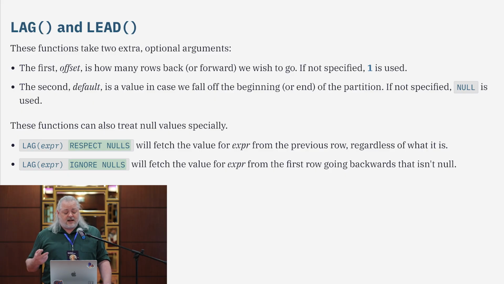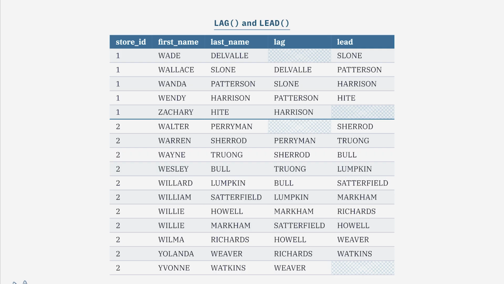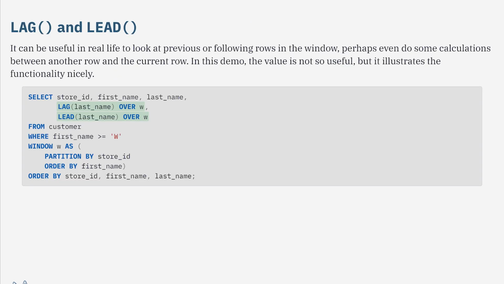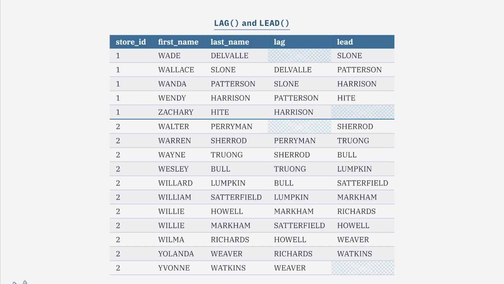And then the second optional argument, which is the third total argument, is the default value. And this is used for when we fall off the end of the partition. In this query here, I didn't put any offset or default value. And so it's 1 and null. And so as you see, I get nulls here from the previous or the next thing.